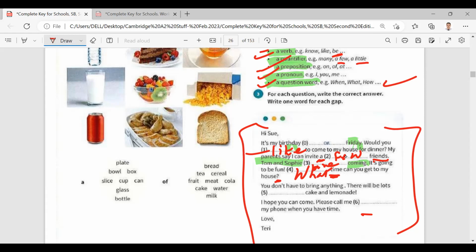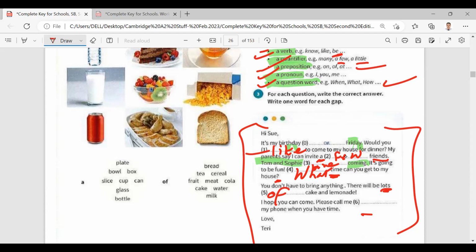Type next. You don't have to bring anything. There will be lots of cake. Exactly, of. Lots of. Here we need a preposition because lots you must write of. Cake and lemonade. I hope you can come.